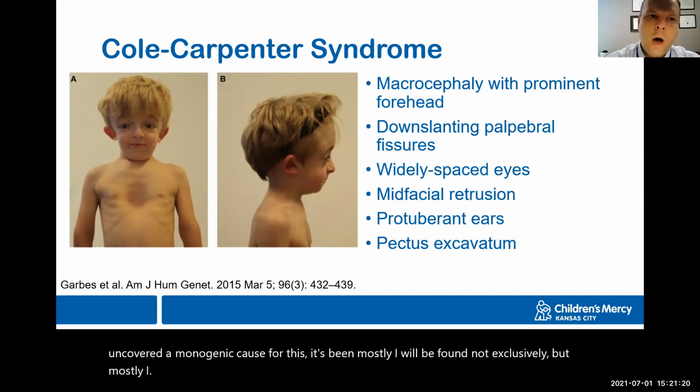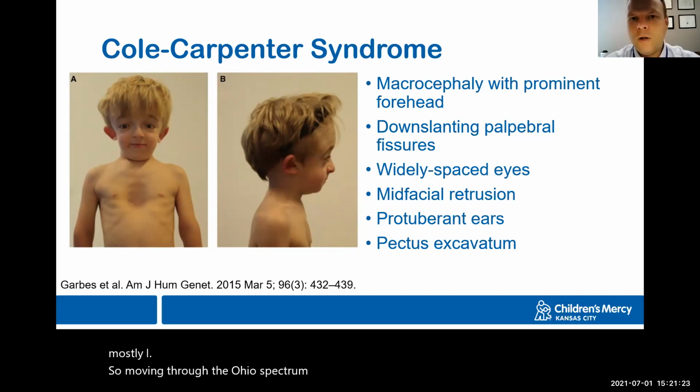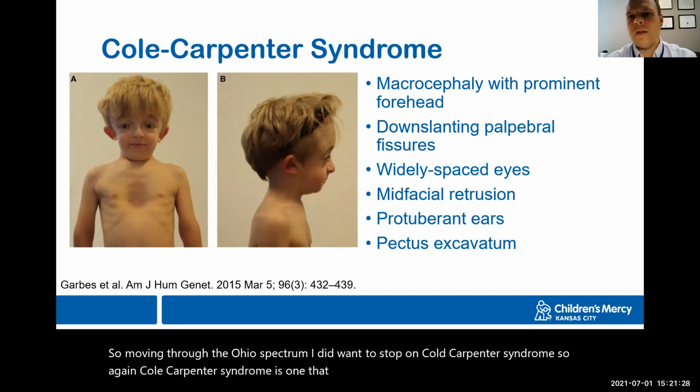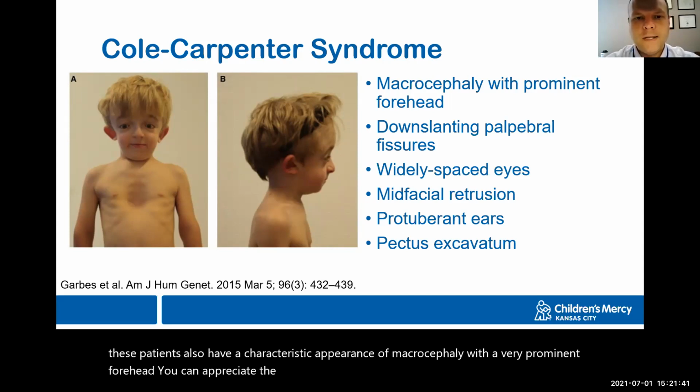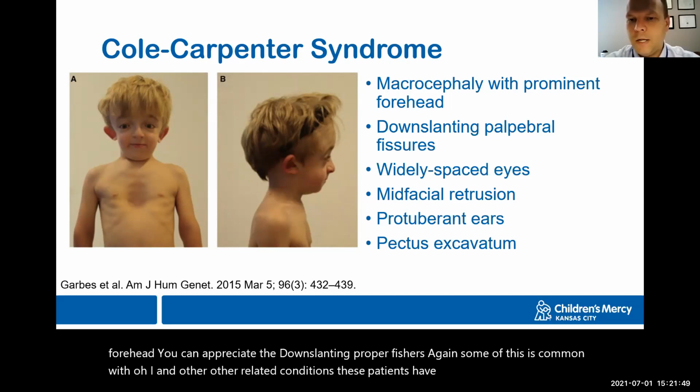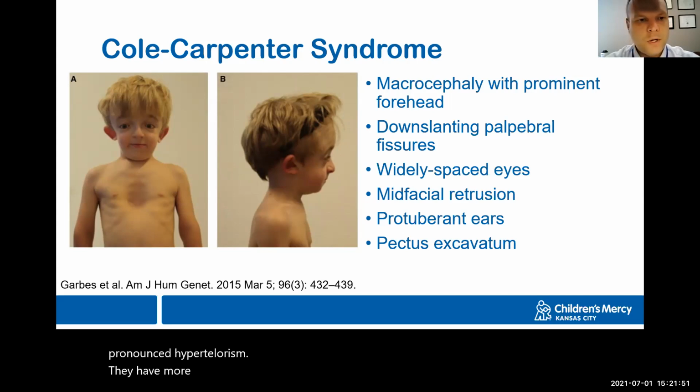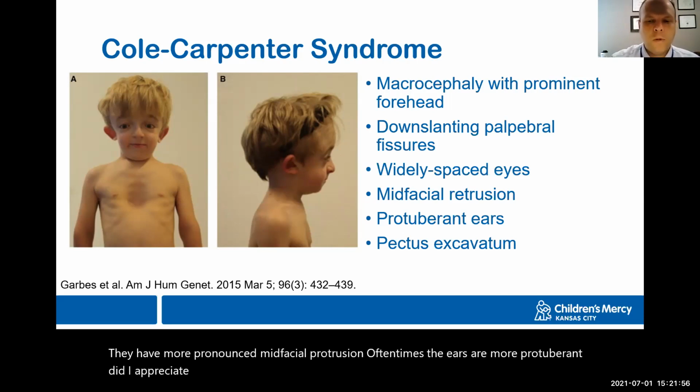So moving through the OI spectrum, I did want to stop on Cole-Carpenter Syndrome. Again, Cole-Carpenter Syndrome is one that can feature bone fragility, certainly. These patients also have a characteristic appearance of macrocephaly with a very prominent forehead. You can appreciate the downslanting palpebral fissures. Again, some of this is common with OI and other related conditions. These patients have more pronounced hypertelorism. They have more pronounced midfacial protrusion. Oftentimes, the ears are more protuberant than I appreciate with patients with collagen 1 related OI.